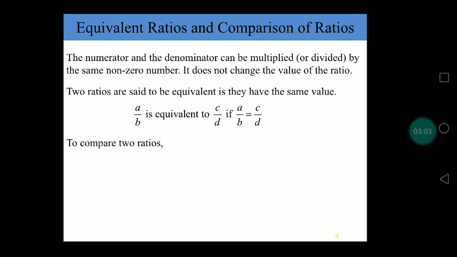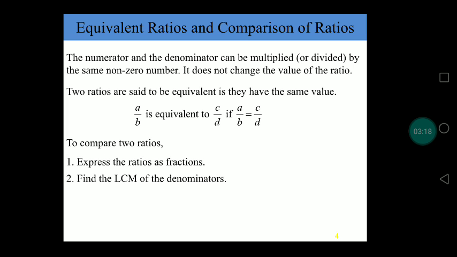Now look at here, how to compare the ratio. Remember these things while you compare any two ratios. First, express the ratio as a fraction. Now the second step while comparing two ratios is to find the LCM of the denominators, and then the third step, write the equivalent fraction for each. Then the fourth is to compare the fractions.